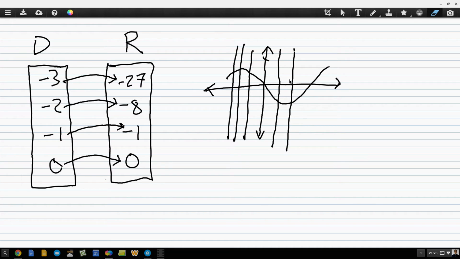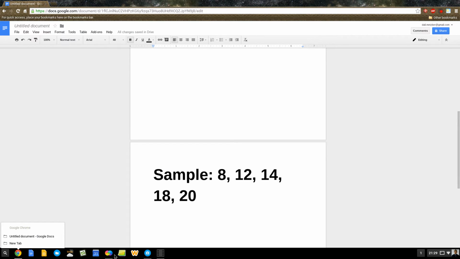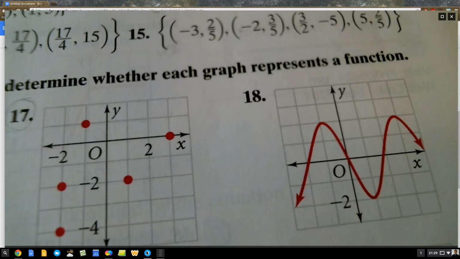You're right, this is a function. So what would not be true? Let's say I have another graph that goes like that. Now notice that for every input here, this x value, you have two outputs. So this would not have satisfied the vertical line test. Okay, so that's just a little review of the vertical line test. So now let's take a look at this question again.